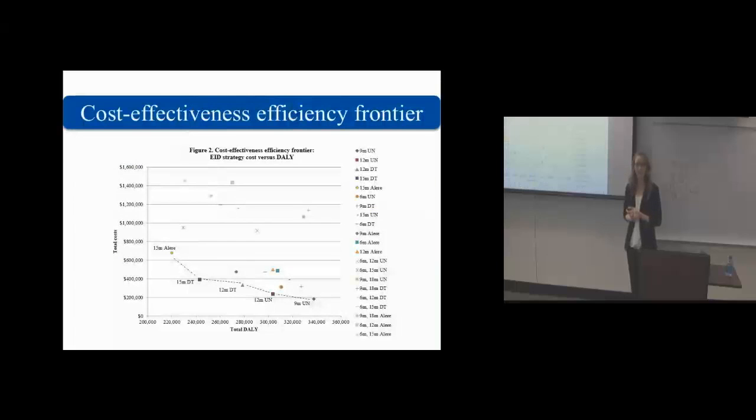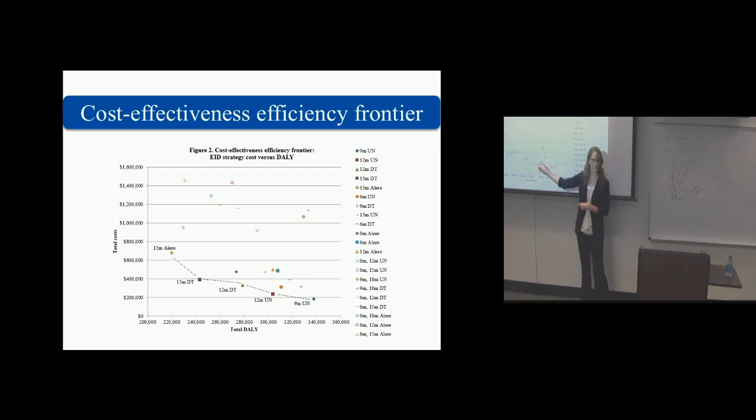Now a better way to see that is what we call an efficiency frontier, where you plot all strategies and the cost-effective strategies are connected with this dotted line. So remember, 9-month Unigold was the lowest costing strategy. If you want to avert DALYs, which we're moving this way now, it'll cost you more. With 12-month Unigold, avert more, it'll cost you more, 12-month determine, and on and on. So at the end, the lowest DALY was that 15-month Alere, but there's that cost differential between the two, and all other strategies were dominated.